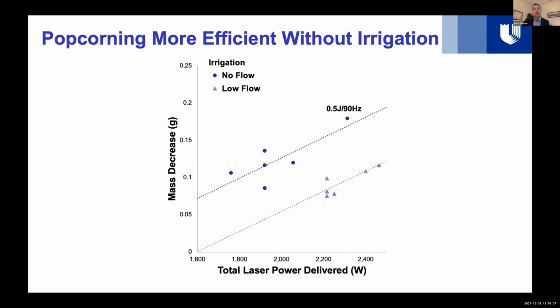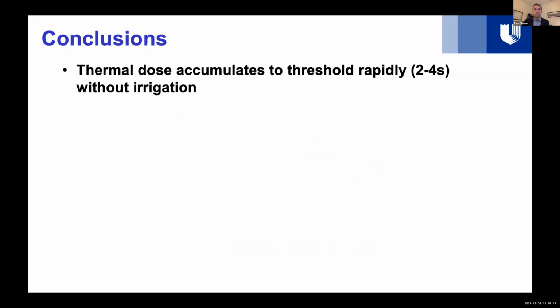Here, total laser power delivered in watts is plotted versus mass decrease, with circles showing trials with no flow and triangles showing trials with low flow. Again, 0.5 joules and 90 hertz, no flow is labeled as the most efficient setting. This plot clearly demonstrates two findings. First, as expected, as total laser power delivered increases, there's greater stone damage. But second, popcorning at no flow produced more damage compared to low flow, despite lower total laser power delivered. This suggests that popcorning is more efficient without flow, despite laser time restrictions dictated by thermal dose thresholds.